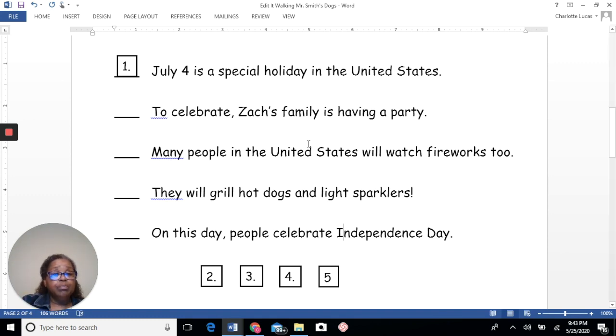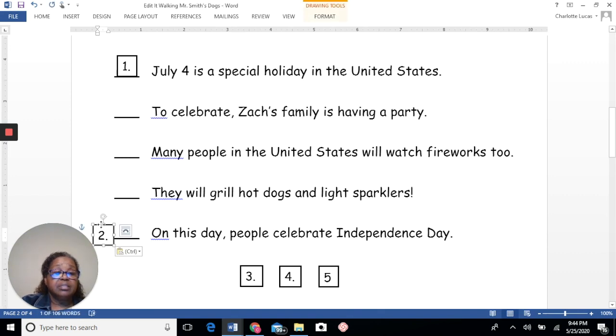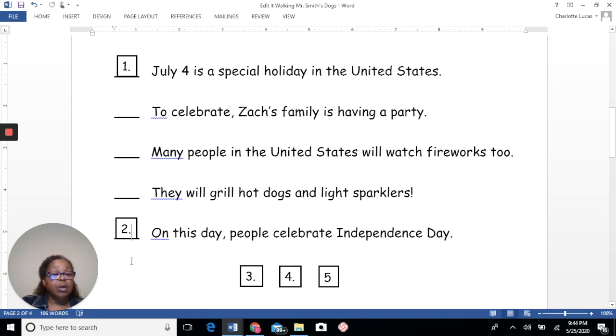Do you think that it would be July 4th that it's referring to? Because that's what the story is about, July 4th. So now if I say July 4th is a special holiday in the United States, I can say on this day, I'm referring to that special day, people celebrate Independence Day. I think we can do that. So let's take this sentence and make it the second sentence. I think that'll work.